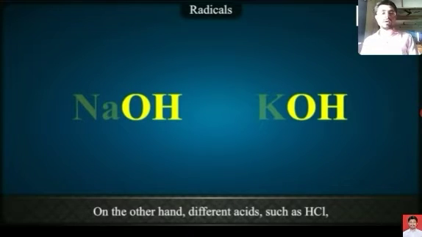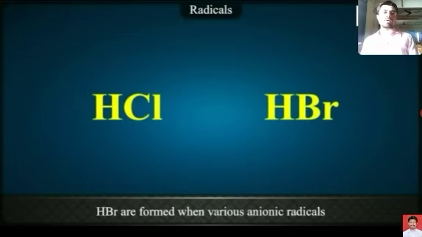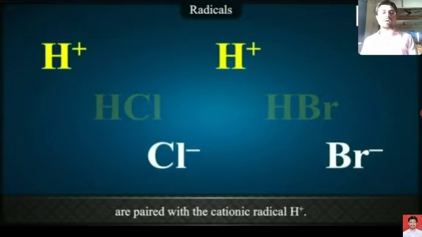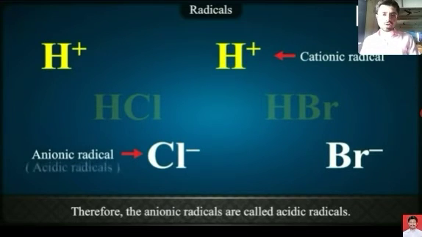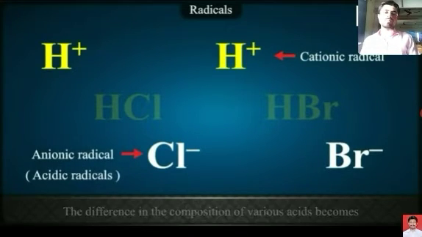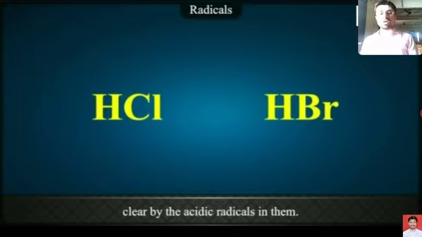On the other hand, different acids such as HCl and HBr are formed when various anionic radicals are paired with the cationic radical H+. H+ is a cationic radical and Cl minus is an anionic radical. The difference in the composition of various acids becomes clear by the acidic radicals present in them.